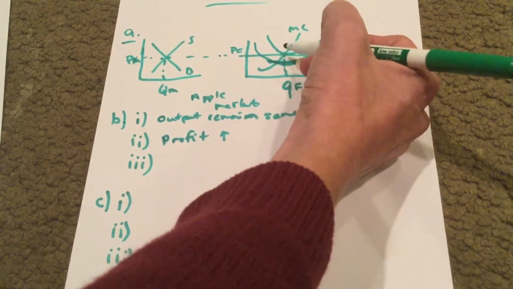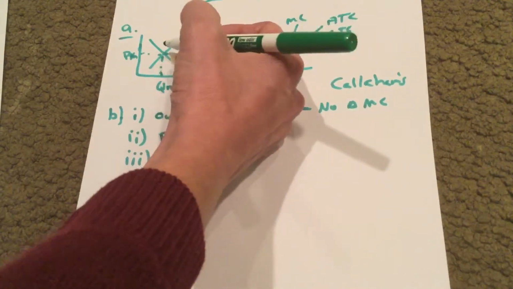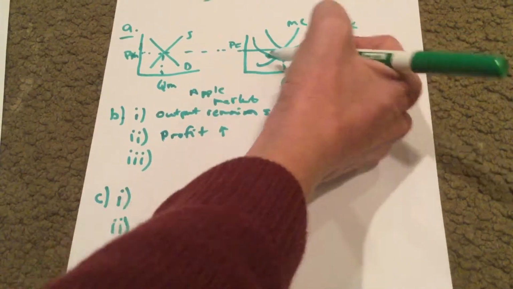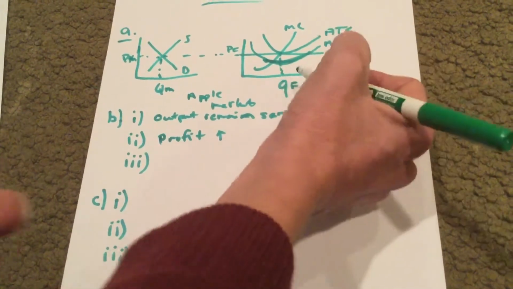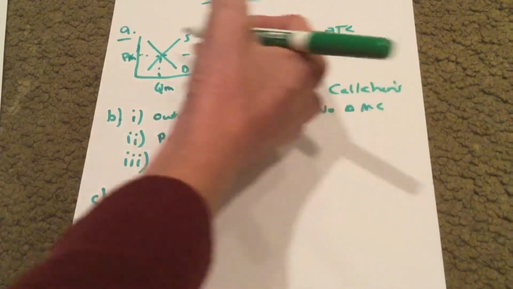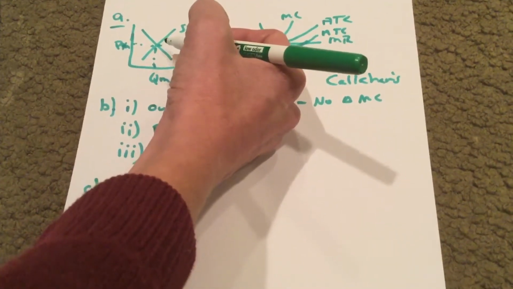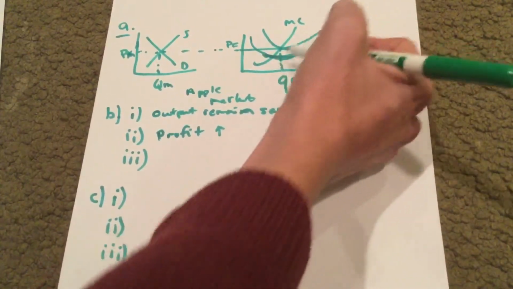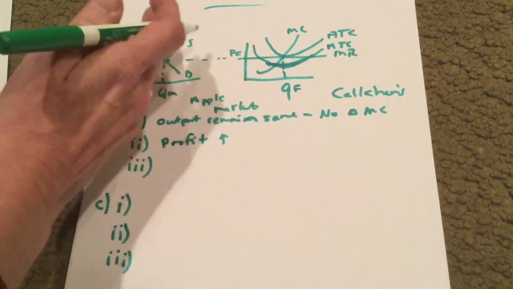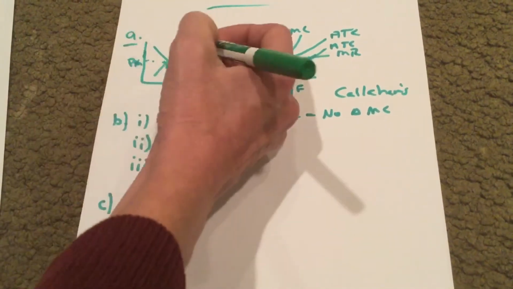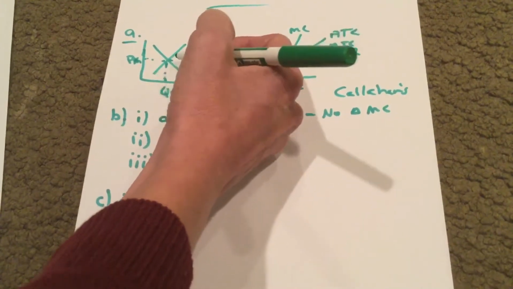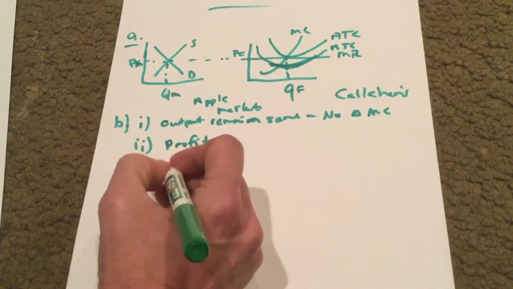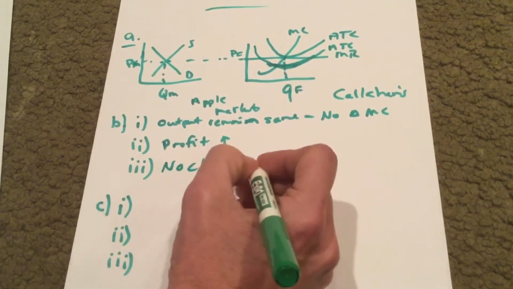And if the MC curve shifted, the actual industry supply curve would shift. So if this was a variable cost change and MC and ATC both decreased, you would not only have a new quantity for the firm, you would also have an increase in supply as a result of that cut in costs. So we don't see that. So there is no change in the number of firms in the industry in the short run.